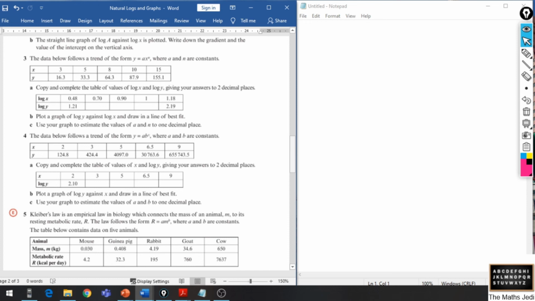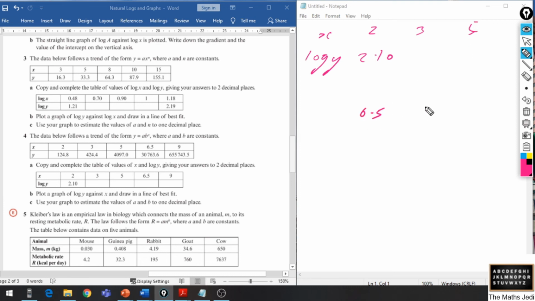So I'll do that with you just to round it off, but just to give yourself a good start. So notice this is log y, so base 10 in this case. We've got 2 and 2.10 given to us, and then 3, and then I'll squeeze another one in. So 5, and then I'll do 6.5 down here, and I'll do 9 down here.